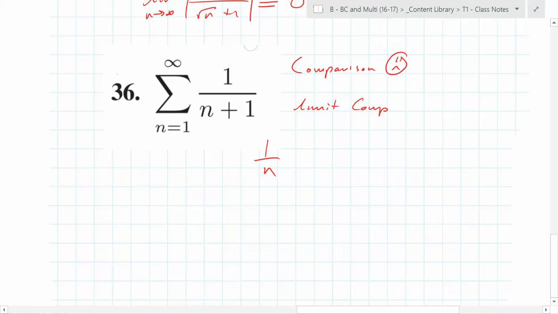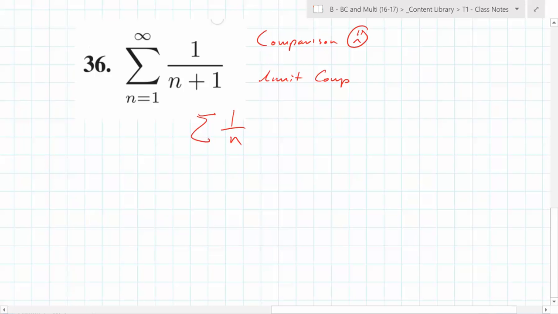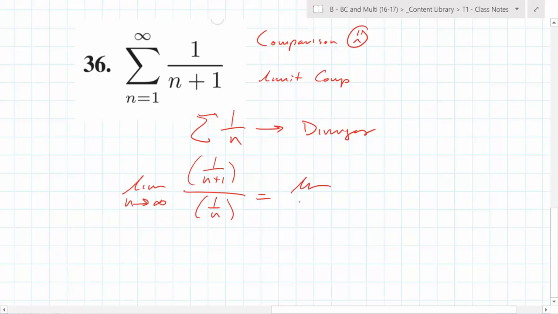So what limit are you going to do with this one? Because you know that this diverges, right? So what limit? Can someone tell me the limit I need to evaluate? Limit as n goes to infinity. Which one do you want on top? 1 over n plus 1. Sure, 1 over n plus 1 is the one I heard loudest. So the limit as n goes to infinity of n over n plus 1. And what does that equal?